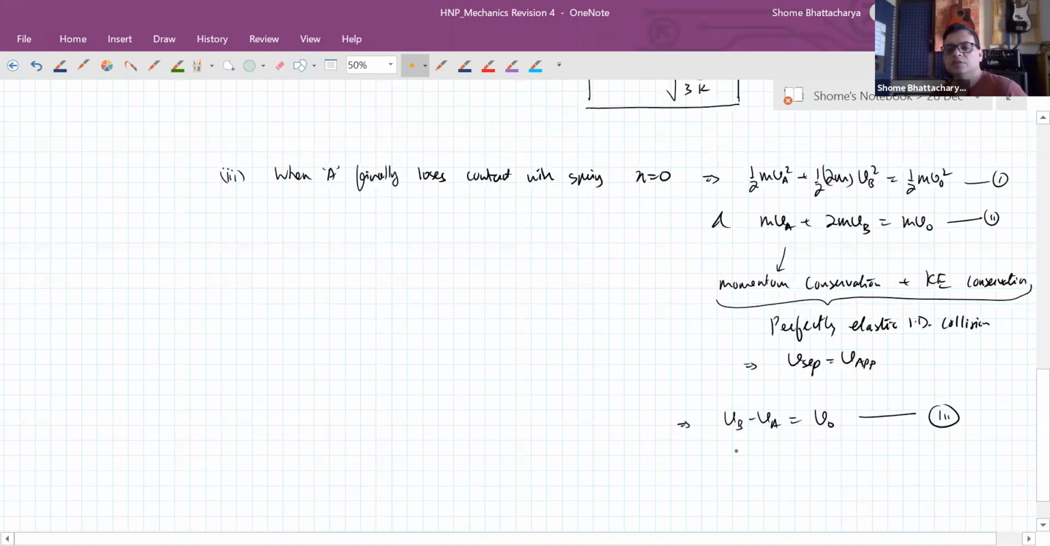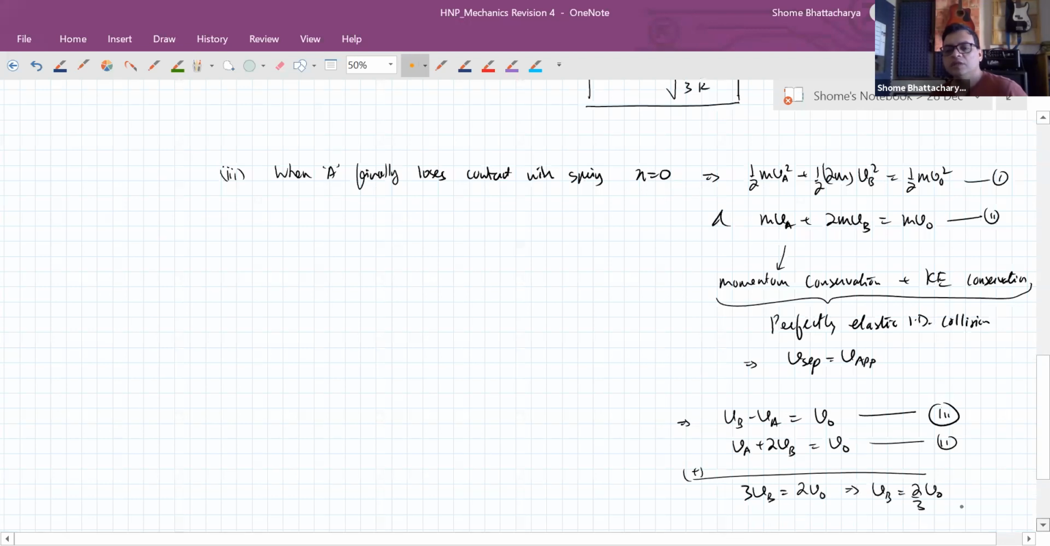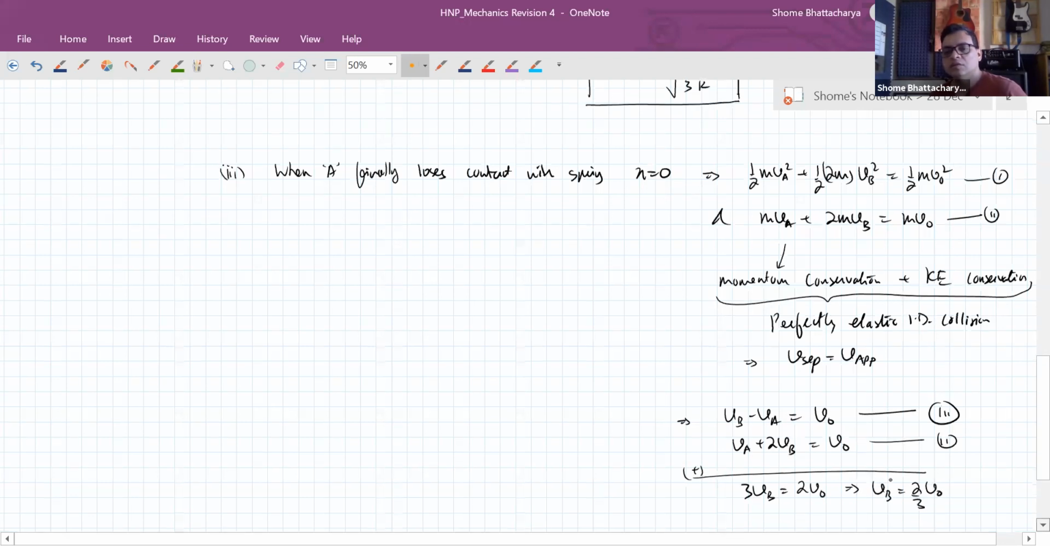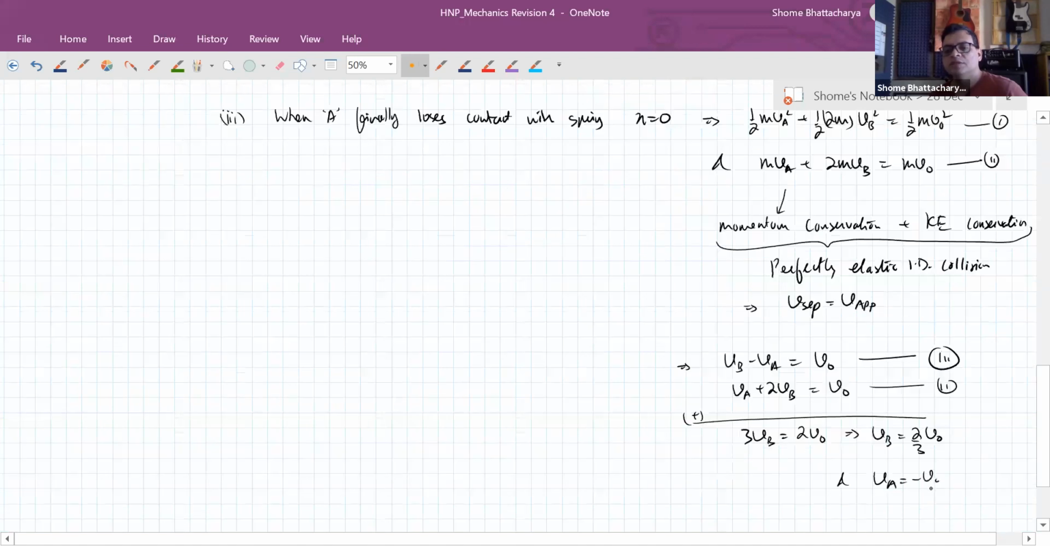And from the second equation, we have VA plus 2VB is equal to V naught. Okay, so if we just add these two equations, we'll get VB is equal to 2 by 3 V naught, and VA will be minus V naught by 3.